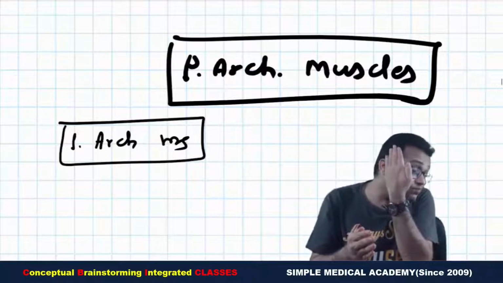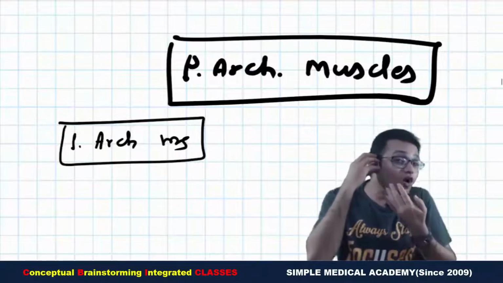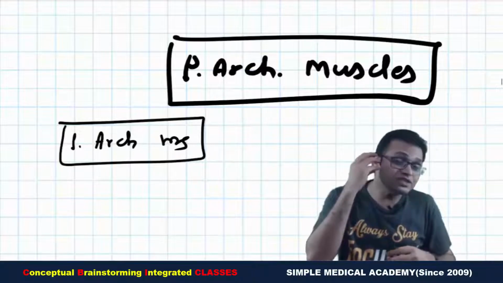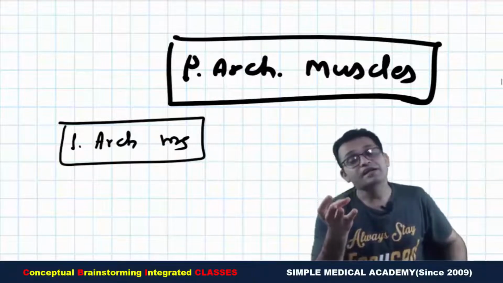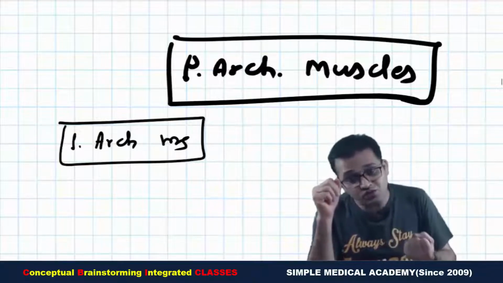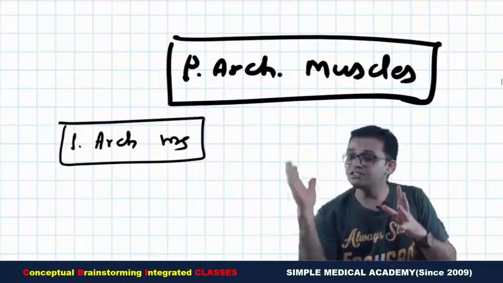What I want to tell you is, the first arch is giving rise to the 4 muscles of mastication along with the muscles which are situated inside the ear also. Yes, they are the tensor tympani and the tensor palatini. One muscle is responsible for the tension over the tympanic membrane and the other is tensing the palate also. So here is the list.